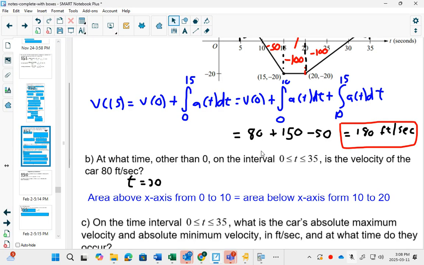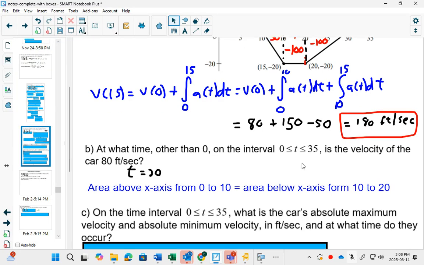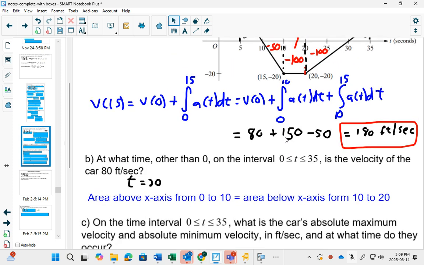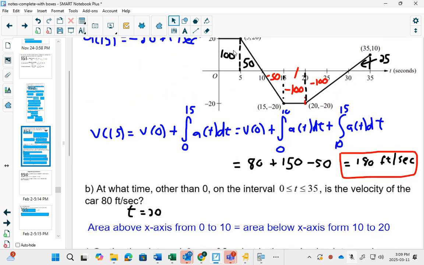What is the car's absolute maximum and absolute minimum? Well, it starts at 80, then you add 150, then you subtract 250, then you add 25 again.